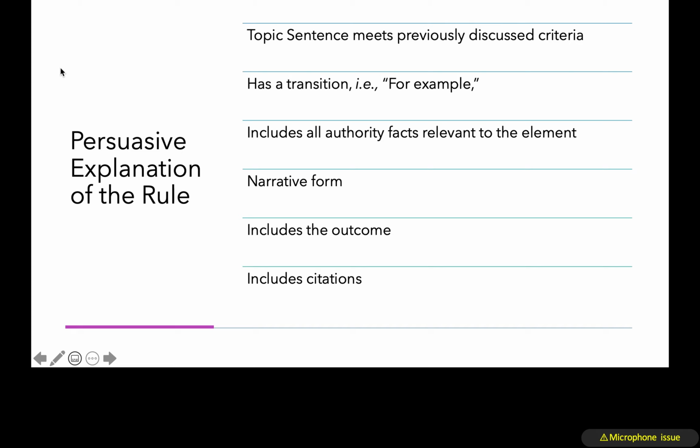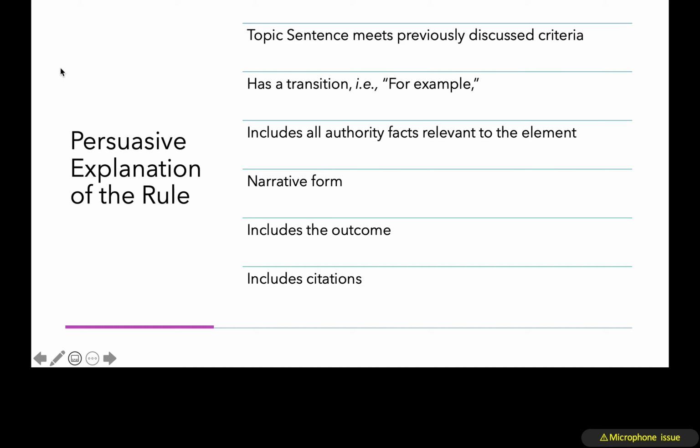I should add, you're getting through all of those before you get to application. Some of you are still probably going to wind up alternating. You'll get it eventually. It's all a process when we're learning CREAC. But you're going to have a bunch of different paragraphs, each of which is a mini narrative about the authority case. Each of those paragraphs will include the outcome of that authority case, and you will have citations at the end of each sentence of explanation of the rule.